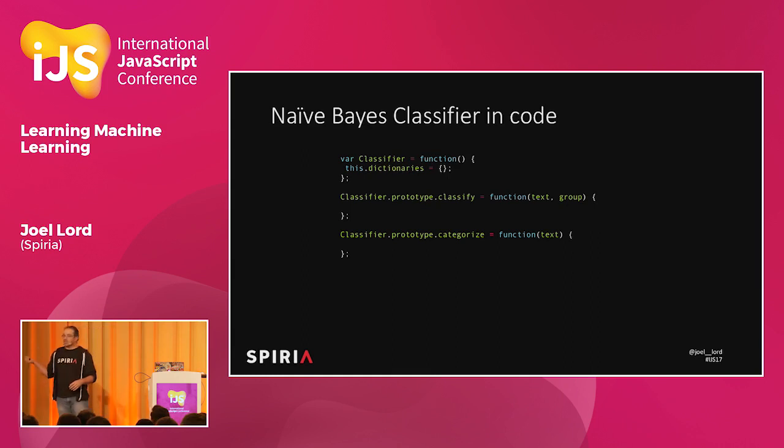Right, so you typically have two methods. One method to train your algorithm, which in this case is classify. I give it a string, and I tell it which group it belongs to. And you have a categorize method. For categorize, I'll pass it a string, and it will output the chances of it being in one group or the other.